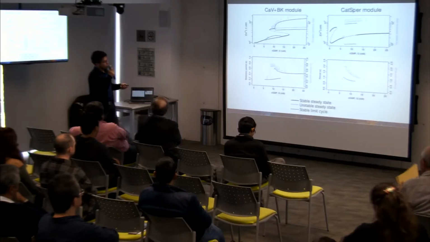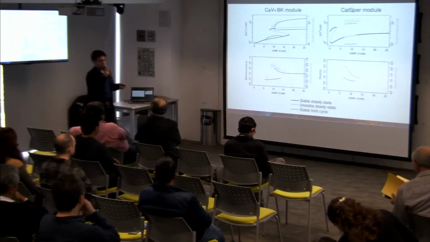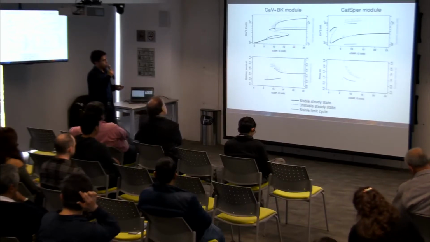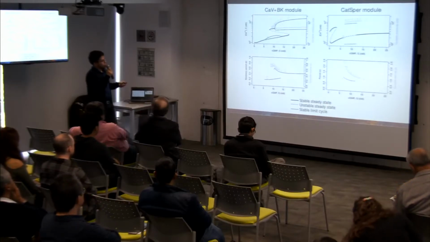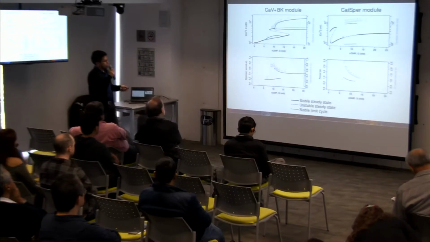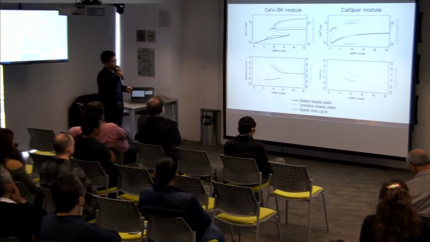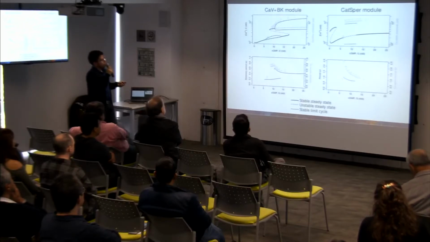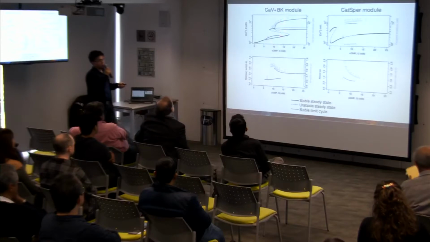So each of these points on this axis would imply that time is fixed with a certain concentration, and we are measuring two properties. In this first row, we are measuring the steady state, the asymptotic state of calcium, and in this lower row, we are exploring the periods of the periodic regime, if there is any. So for the CaV plus BK module, you can see that there is some bistability.